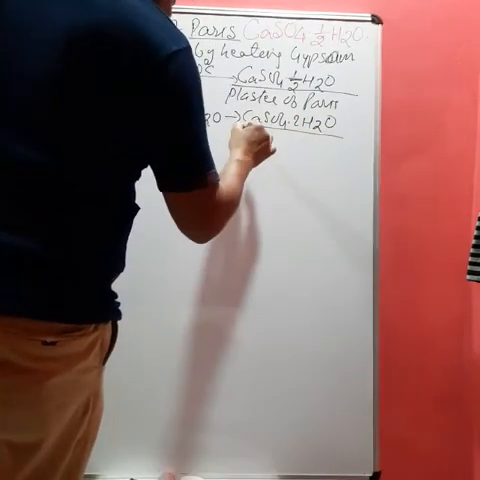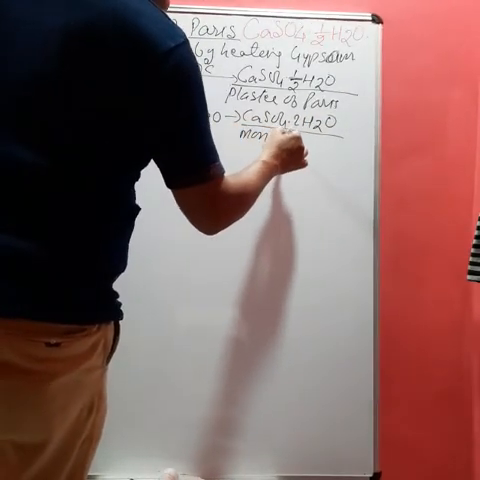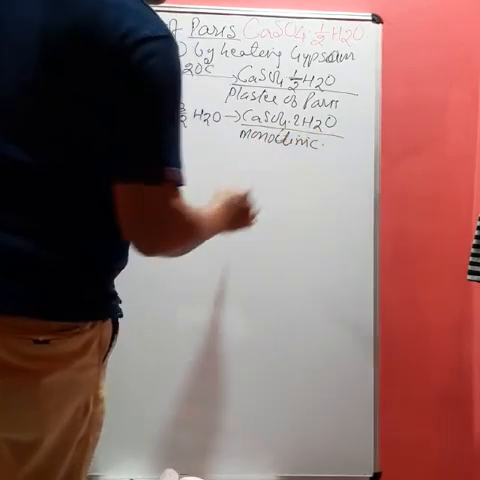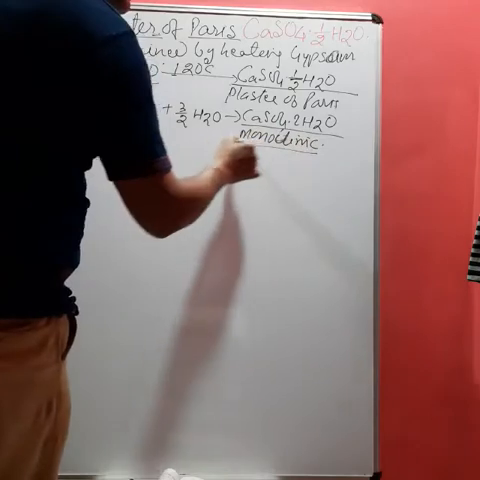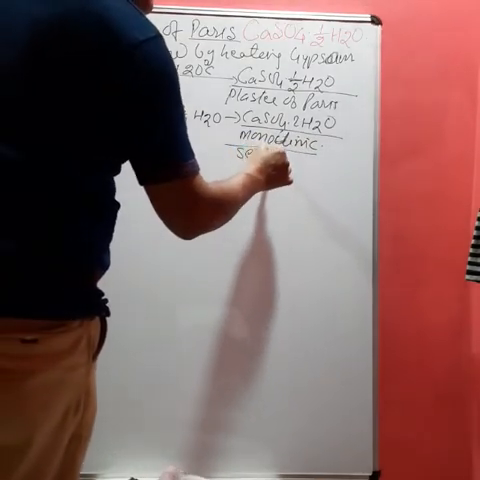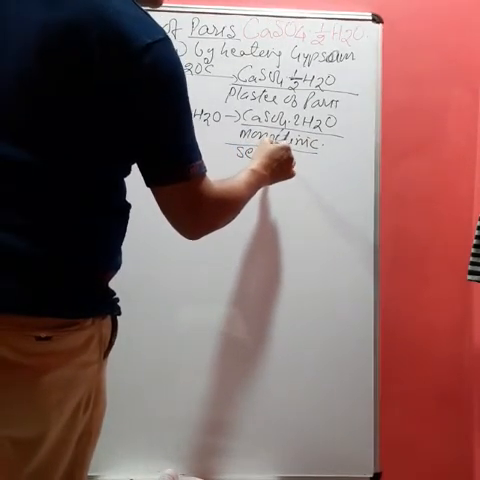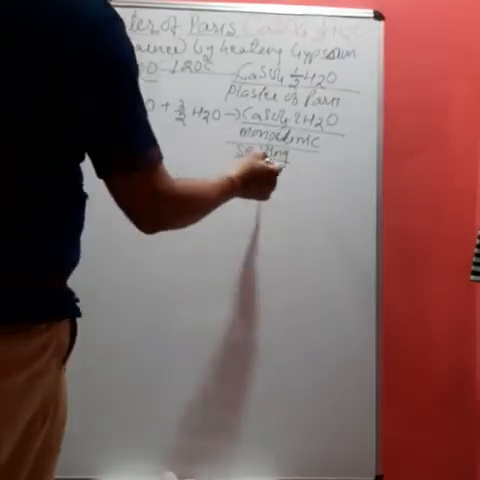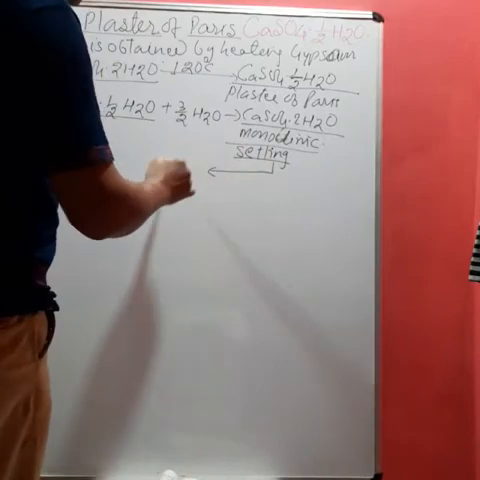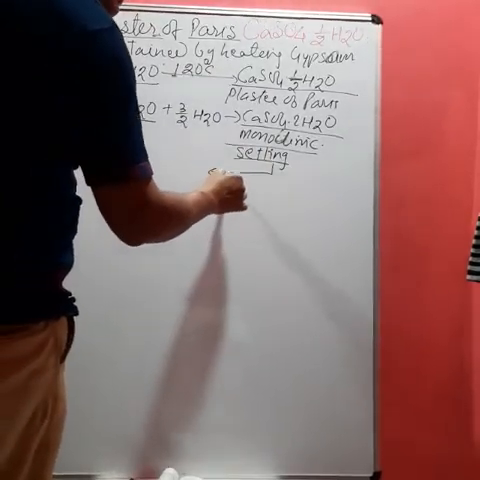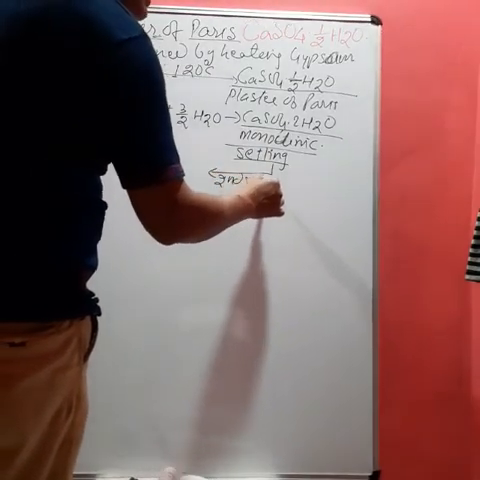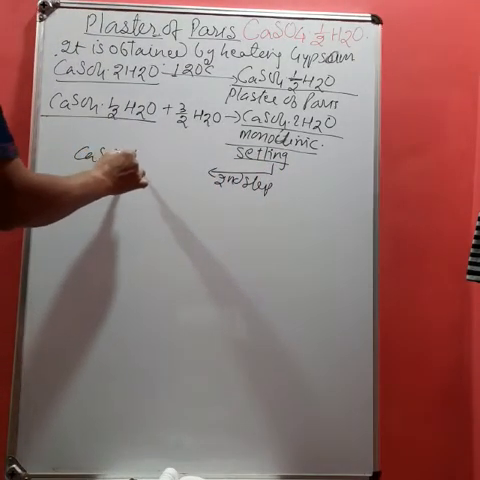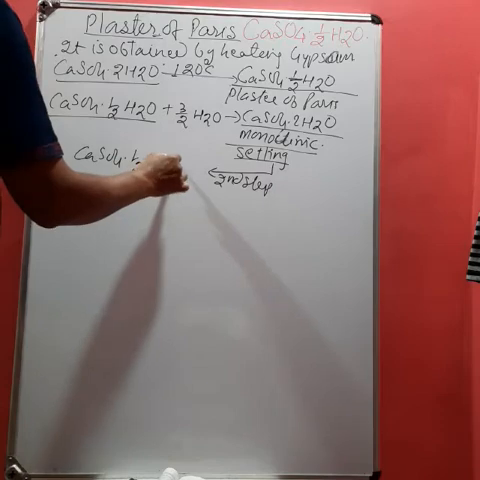But this gypsum is what? Monoclinic gypsum. Okay, monoclinic gypsum. This process of absorbing water in the first step is called what? Setting. But after setting, the second step involves where now it converts into CaSO4 dot 1 by 2 H2O.